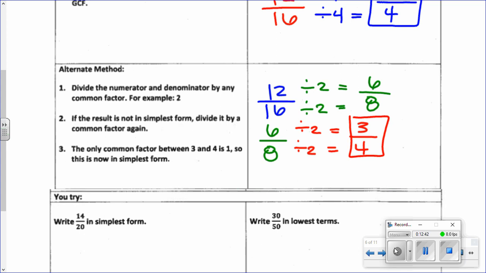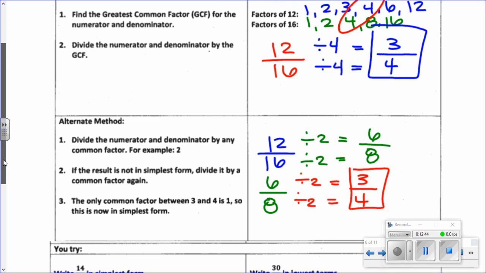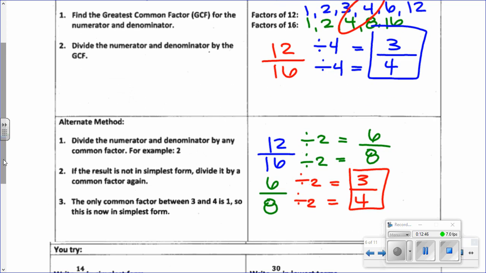And you can see we got the same answer as we did before. We still got 3/4. It took us a tiny bit more work to do it this way. We had to divide twice, but we didn't have to list out all the factors and figure that out. So you can use either of these methods. It doesn't really matter. As long as you just take your time and you're careful and you come up with the correct answer, it's really up to you. Okay, so the only common factor between 3 and 4 is 1, right? Because 1 times 3 is 3, and 1 times 4 or 2 times 2. Those are the only factors, okay?